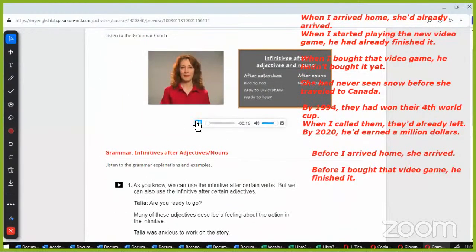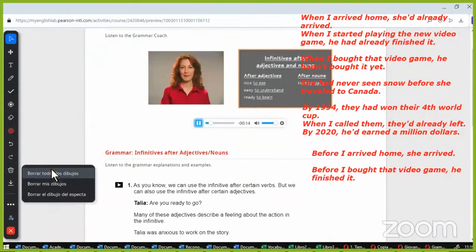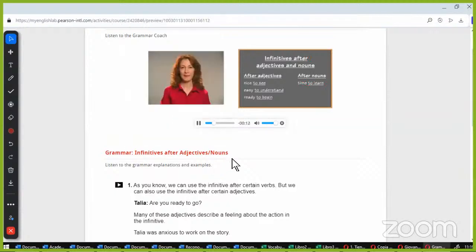Hello, it's nice to see you again. Today, it's time to learn about infinitives after adjectives and nouns. We use these a lot in English, and they're pretty easy to understand. Are you ready to begin? Okay.